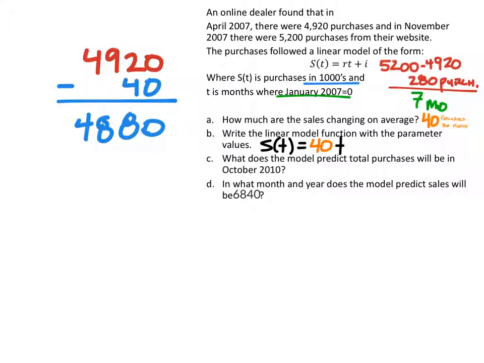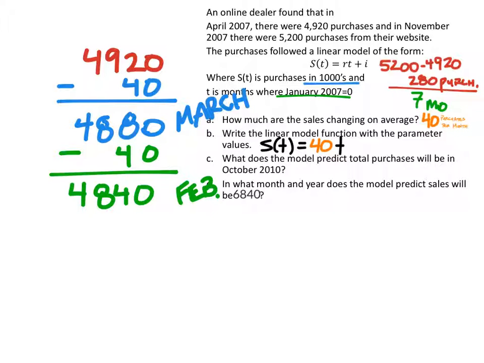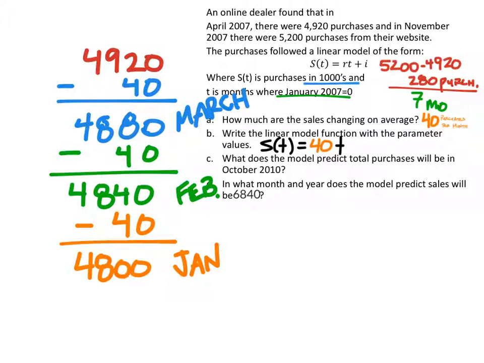Going back a month, that would be March. Continuing backward, I would have to take off another 40 purchases, and that's going to take me to February. Then finally, taking us back to January, I would have to take off another 40 purchases, which is 4,800 purchases in January. So going back to the equation, we've got that S of t equals 40t, and then from there I can put in plus 4,800 like this. And that would be the function for that one.